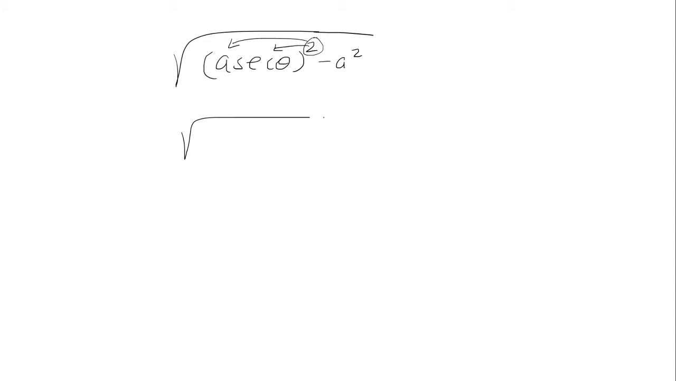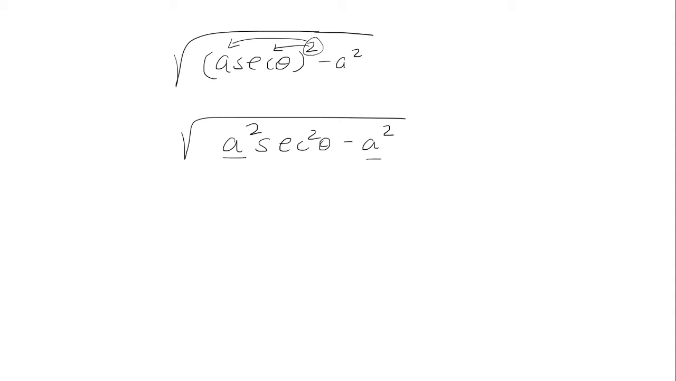I want to simplify the square root of a secant quantity squared minus a squared. First, we're going to distribute the square. So the square has to go on both the a and the secant. So that's going to be a squared times secant squared minus a squared.